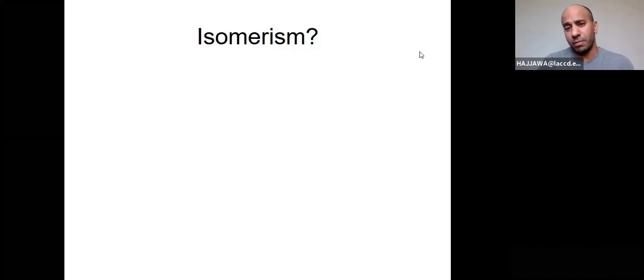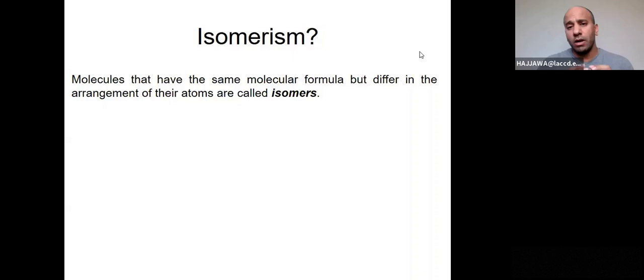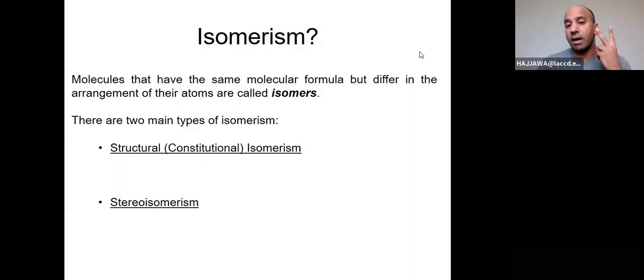What is isomerism? This term always refers to molecules that have the same molecular formula but differ in the arrangement of their atoms. And that's why we call them isomers. We heard the term structural isomers or constitutional isomers previously. That's one type of isomerism. So there are two main types of isomerism. One is structural isomerism, and the second is stereoisomerism. Both of them are defined to have molecules that share the same molecular formula.